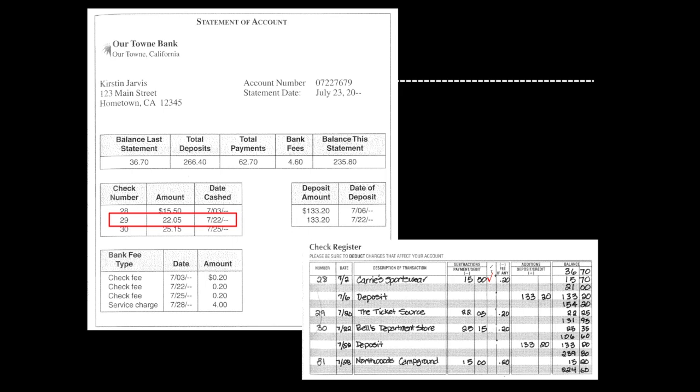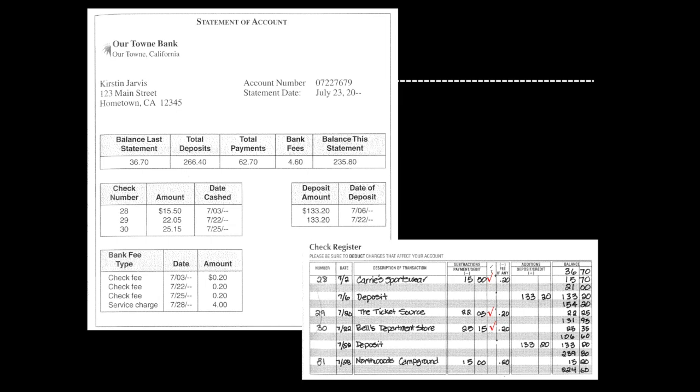Our next one is check 29. We'll put a check mark there. And again, as we're doing this, we double check to make sure that our numbers are the same as theirs. Check number 30 for $25.15 is right there. We will put a check mark there.